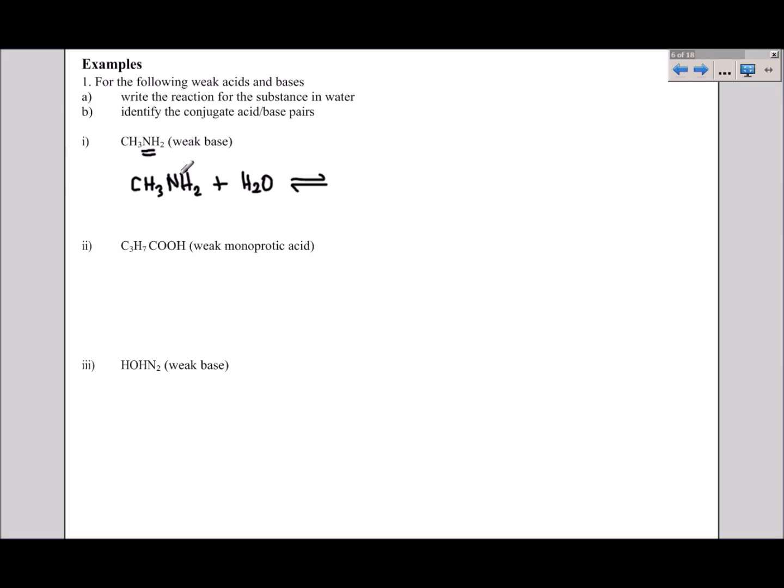Now we've identified this substance to be the base, which means that it's going to be a proton acceptor. And so water, which is amphoteric, is going to act as an acid, and it's going to donate a proton. So this is going to act as the base. Now when we accept a proton onto this formula, we are left with CH3NH3+. Okay, and the reason for this, I'll just do this on the side for this one.